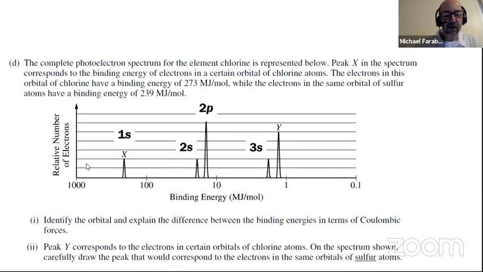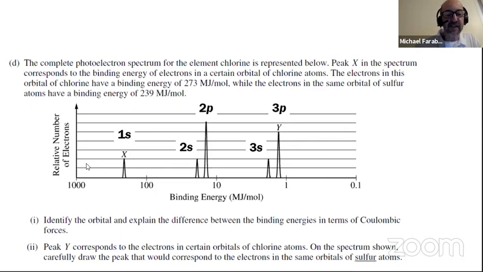3s, but I'm not going to go all the way to 3p6. Notice that the peak on the very end there, peak Y, stops just shy of the 6. It stops at 5, but that's consistent with the electron configuration for chlorine. So chlorine's electron configuration is 1s2, 2s2, 2p6, 3s2, and then 3p5.